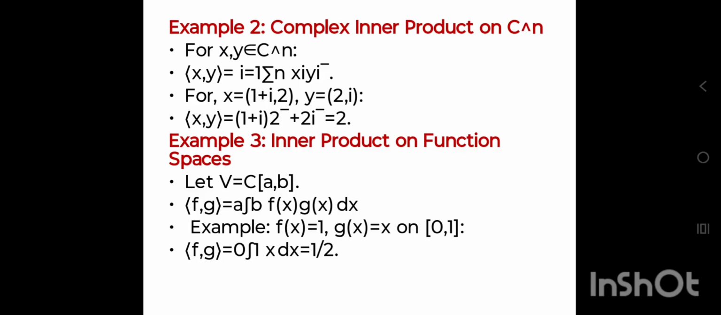⟨x, y⟩ equals (1 plus i) into 2 bar plus 2 into i bar. So what is the value? 1 plus i into 2 bar: 2 is a real number, so 2 bar means again 2. So the value is 2 plus 2i.